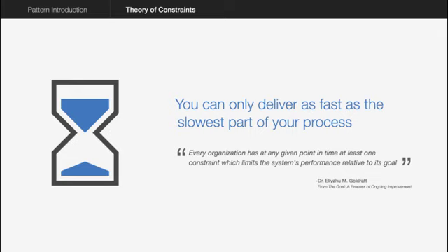So that was a very quick introduction to the pattern. And in the next section, we will be delving into the operate mode and talking about what teams need to do in order to start working agile.